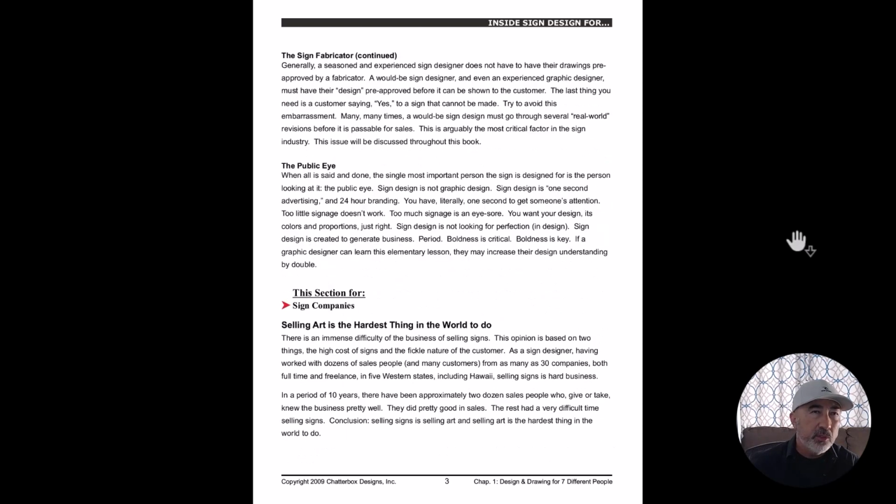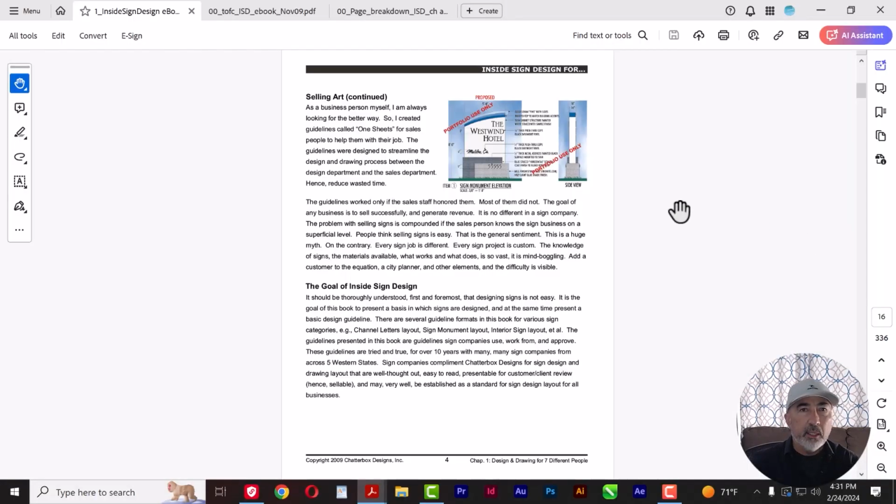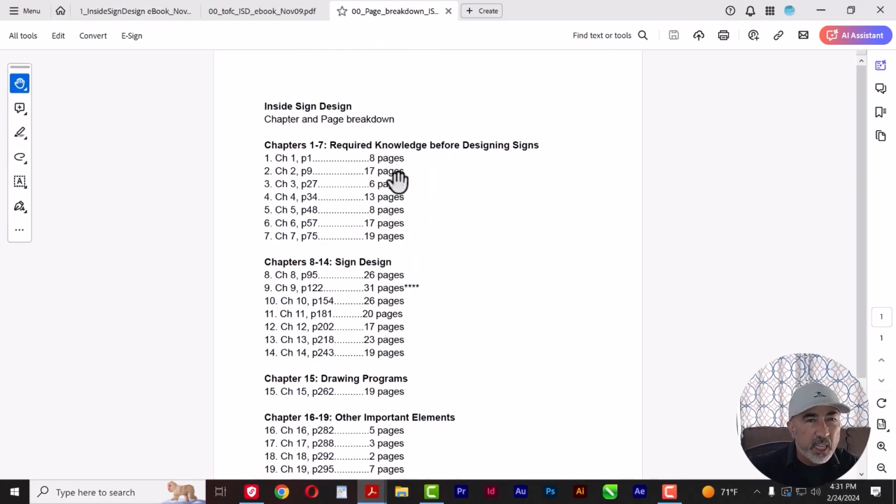So that's chapter 1. Chapter 1 is 8 pages. So this is a page breakdown. The second one is 17 pages. Chapter 2 is 6. Chapter 3 is 6 pages. Chapter 4 is 13, then 8, 17, and 19. Chapter 7 is 19 pages, and that's the largest one on that 1 through 7. And then chapters 8 through 14, you got 26 pages on chapter 8.